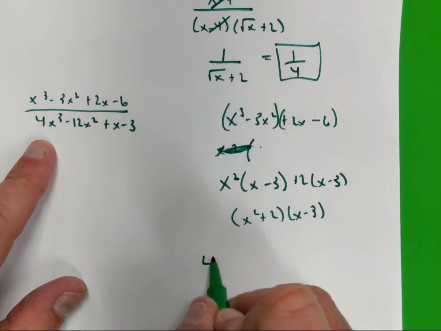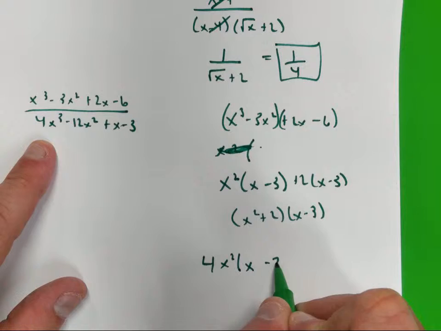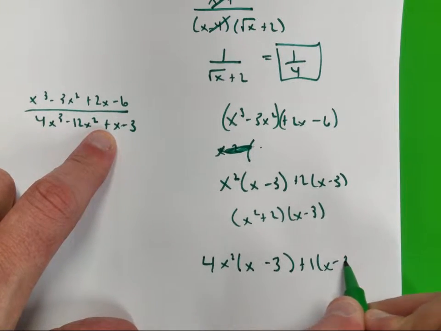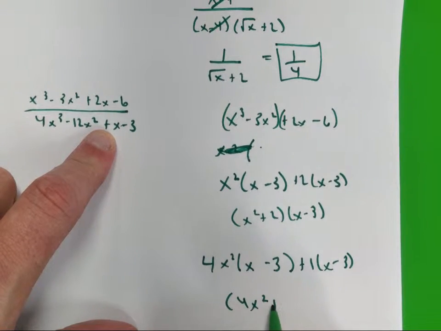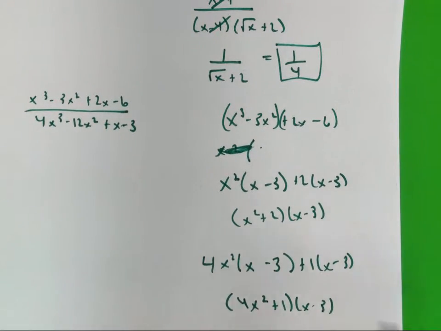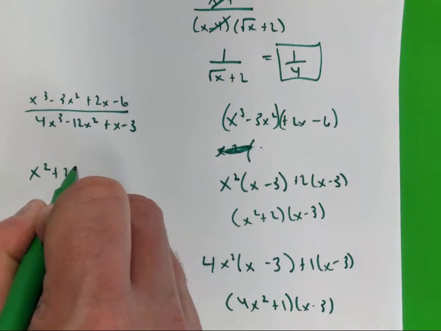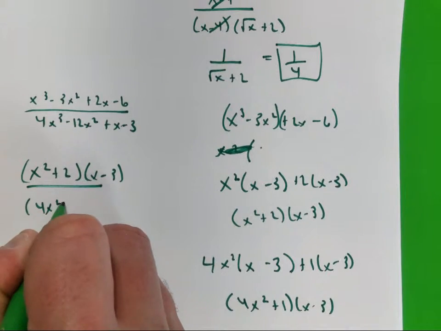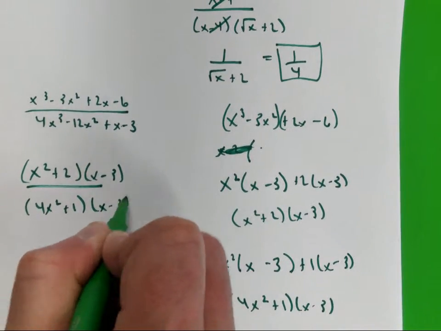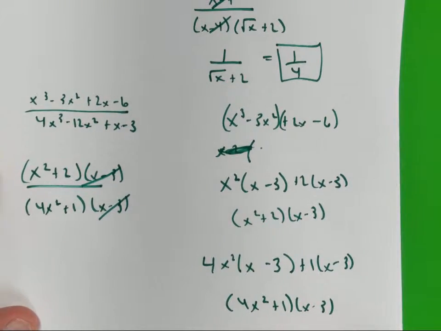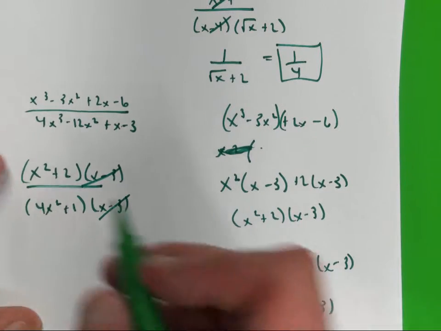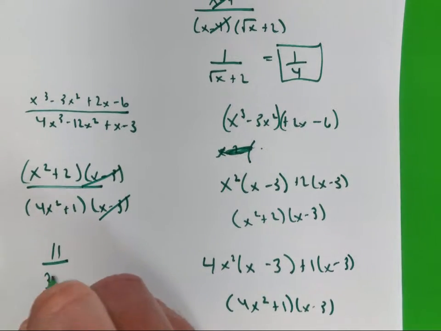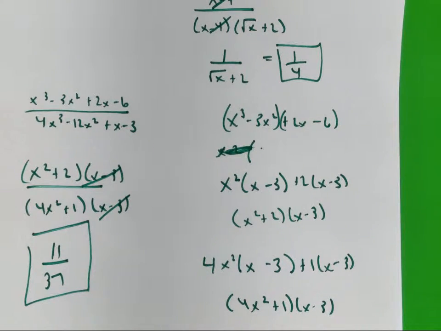Alright, now I'm going to factor the bottom. I can take a 4x squared out. That leaves an x minus 3. Then I take a 1 out. So I'm left with 4x squared plus 1, times x minus 3. Then I can cancel those out. Now apply direct substitution. 3 squared is 9. 9 plus 2 is 11. 3 squared is 9, times 4 is 36, plus 1 is 37. So that's your answer, 11 over 37.